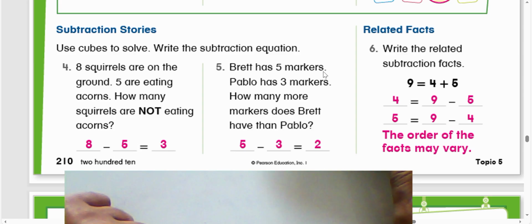Brett has 5 markers. Pablo has 3 markers. How many more markers does Brett have than Pablo? We can find the difference. 5 minus 3 equals 2.